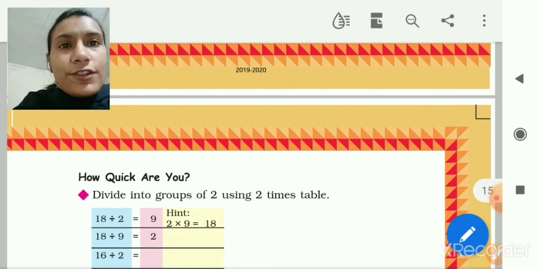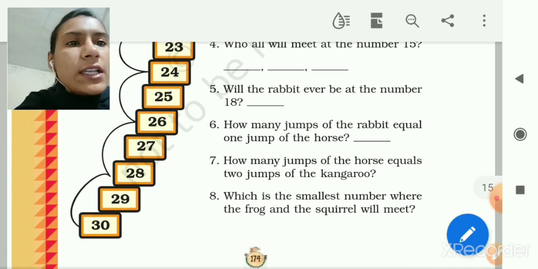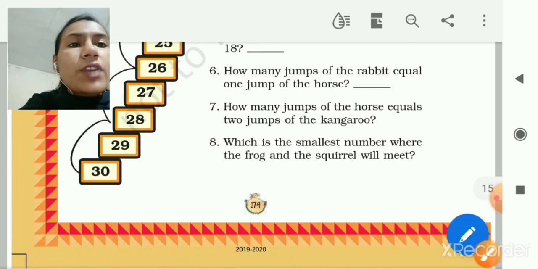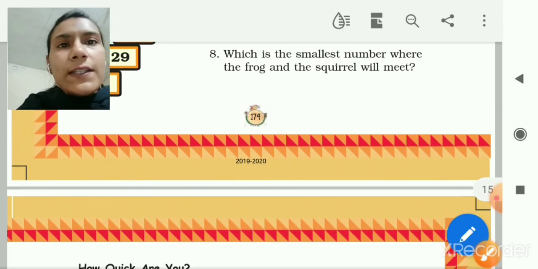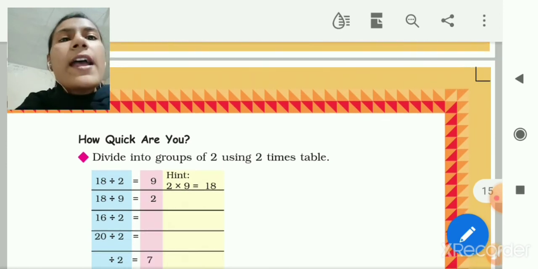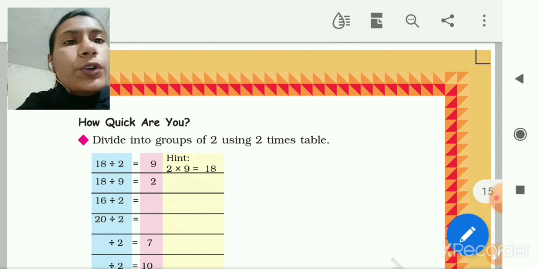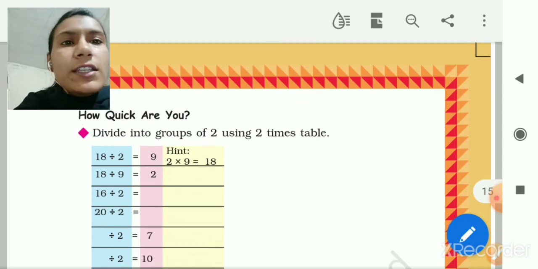So let's continue with chapter number 12, Can We Share? In the last video, we saw up to page number 174. So now open page number 175 in your textbook. How quick are you? Here, divide into groups of 2 using the 2 times table. So here we have to divide into how many groups? 2, and using the table of 2.